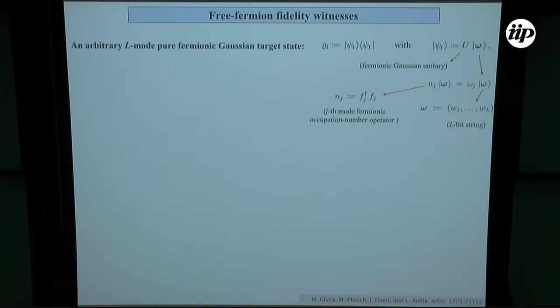Again, an arbitrary L-mode pure fermionic Gaussian target state, so an arbitrary pure free fermionic target state, can be written as some Fock state. So this is psi target, so rho t is written in terms of pure state vectors. U is the fermionic unitary. W is a Fock state, which simply tells you what the population is. So you have a string of L bits, zeros and ones. It simply says, is there a fermion or is there not a fermion? You can think of that as an optical lattice, where there is or is not an atom. Or in the spin representation, you can simply relate it to spin ups and spin downs.